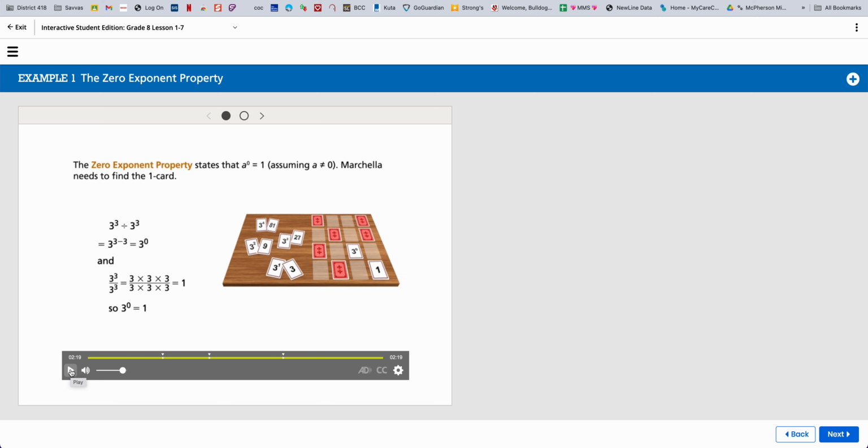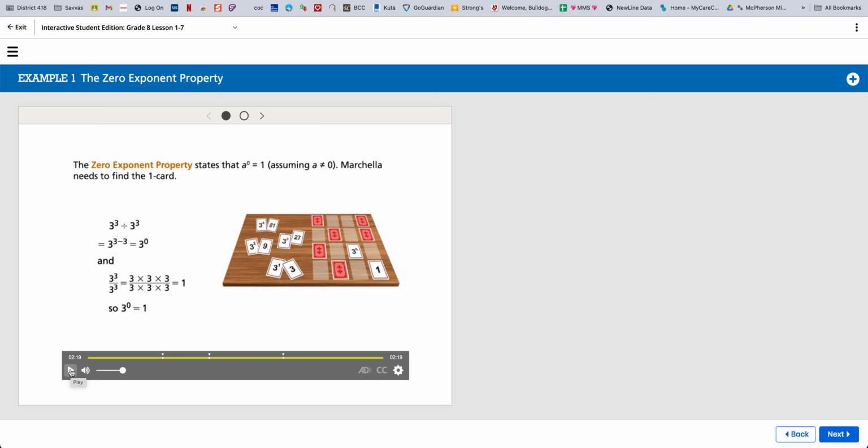The simple idea is this. Any number divided by itself is what? 1. Okay? So I'm just gonna throw some numbers up here. If I have 4 to the 7th power, is that a number? Yes. And if I divide that by 4 to the 7th power, what is that? 1. Any number divided by itself is 1, so 4 to the 7th divided by 4 to the 7th is 1.